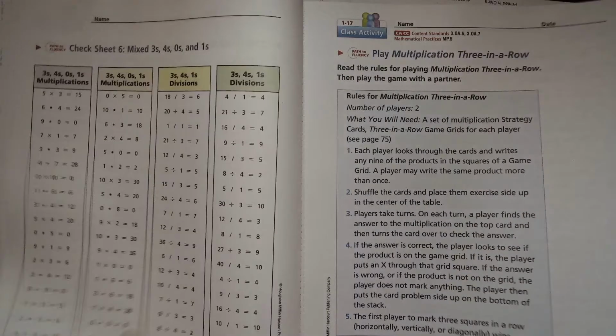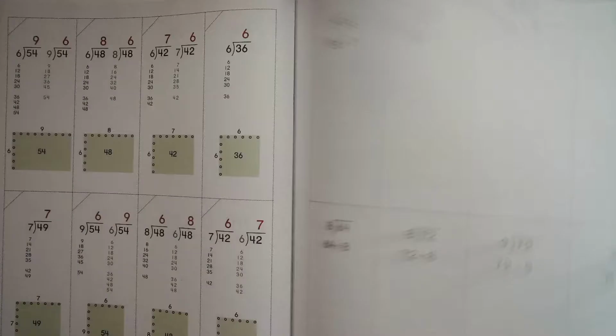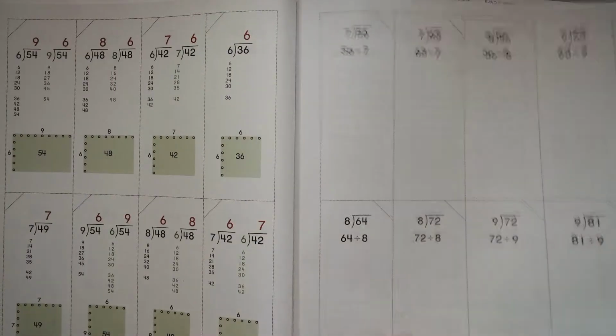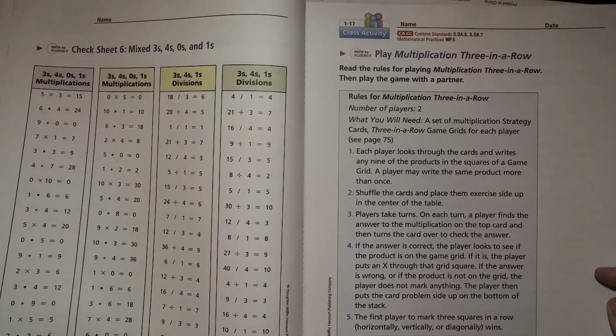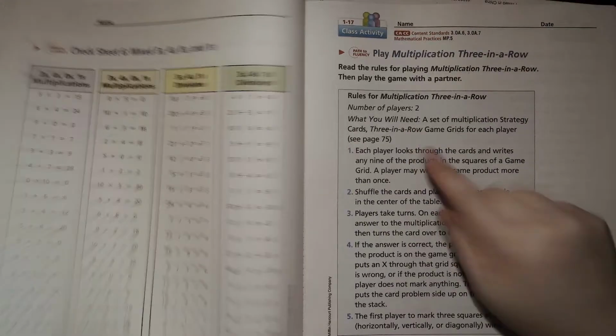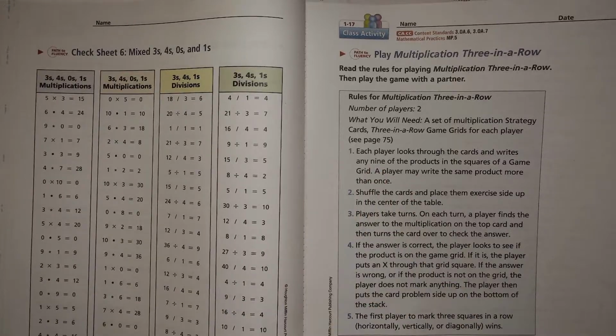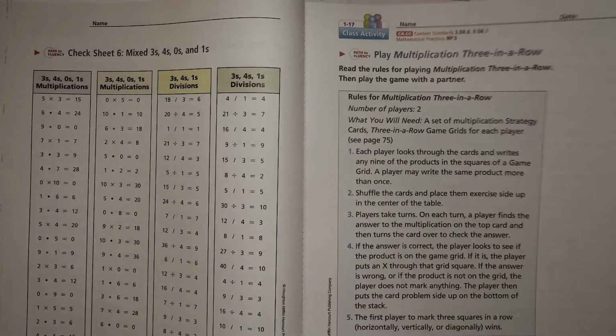You'll also need these flashcards from earlier, and when it says exercise side up, that's this side. So basically for the multiplication game, you'll get a partner because you need 2 players, and you'll have your set of cards and this game board here. Each player looks through the cards and writes down any 9 of the products in the squares of the game grid. So you could have like 49, 24, 81, 10, you know, any 9 products.